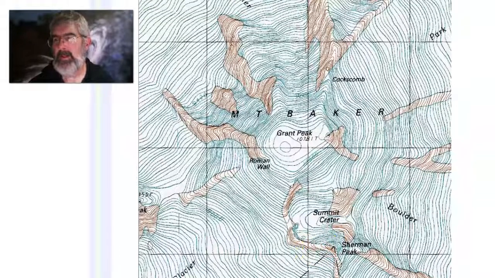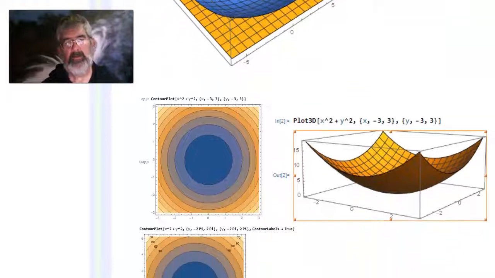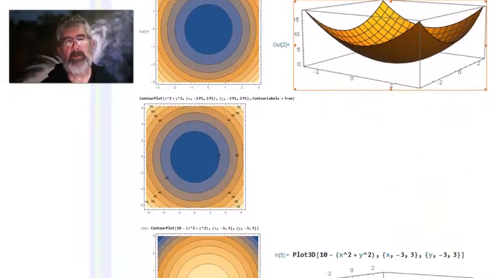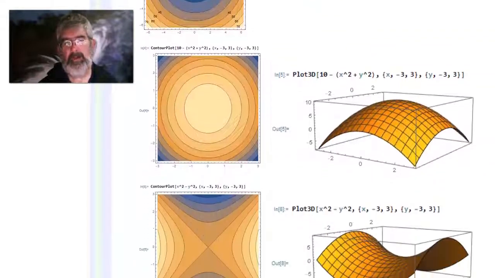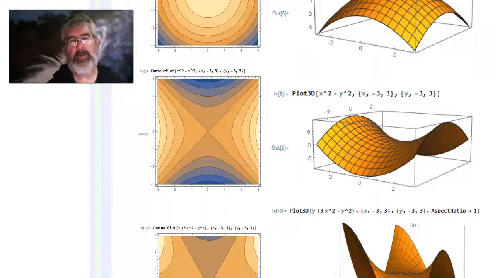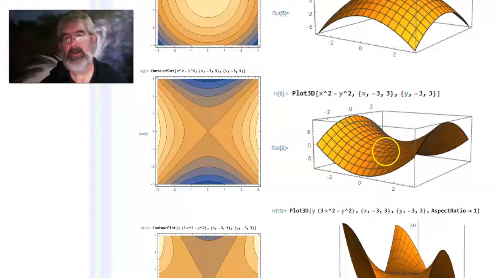So peaks and valleys are reasonably easy to spot because of the kind of circular nature of them. They're not exactly circles all the time. And there's also another thing that's easy to see in the contour plots, and that's a saddle, something like a hyperbolic paraboloid. Here's the contour plot for this hyperbolic paraboloid.